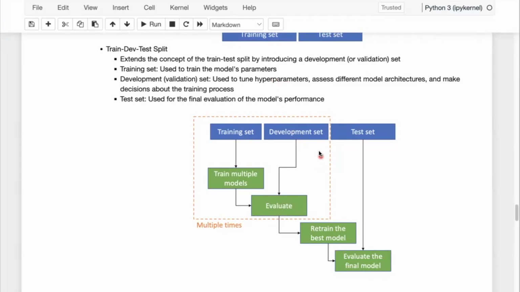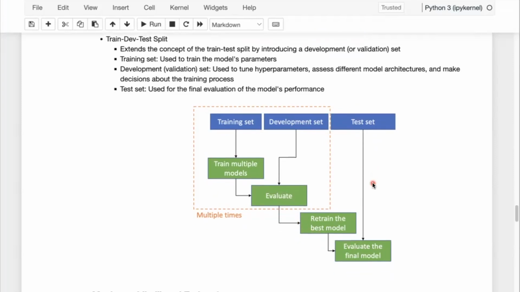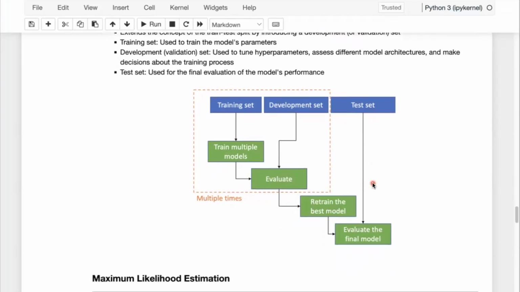And once you do this multiple times and you make a decision about which model is your final best model that you want to use, then you get to use this test set only once. So that's something to consider, that we can repeat this first stage multiple times. Once you select the final model, this is called model selection 2. Now you use your test set only once and you evaluate the model.